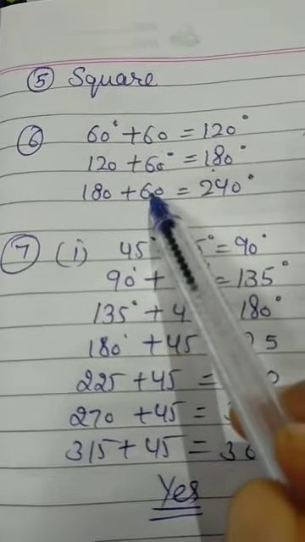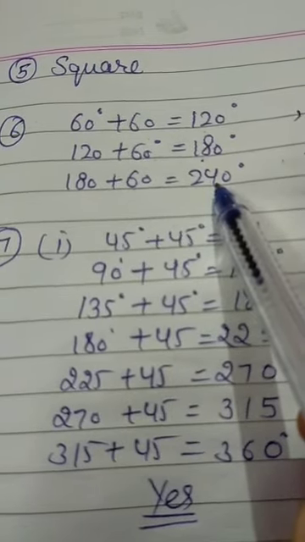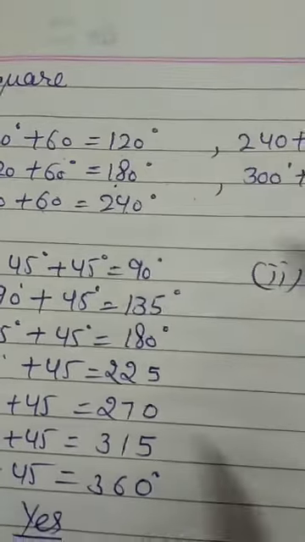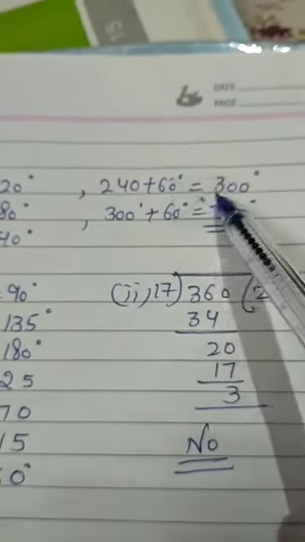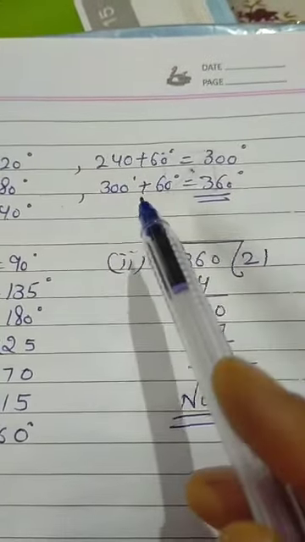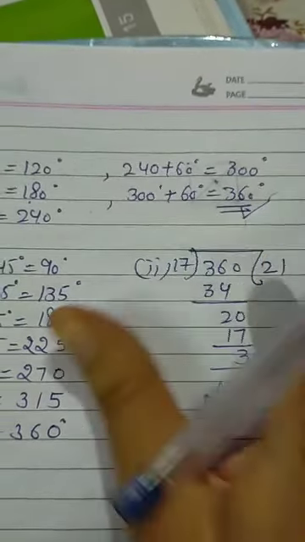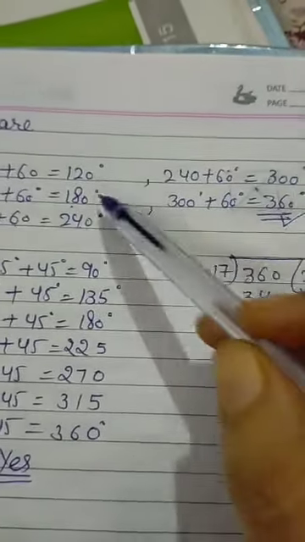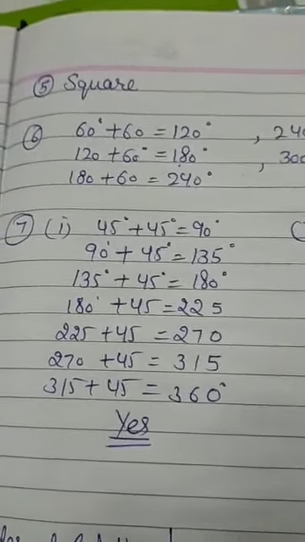180 plus 60 is 240. Now at 240 degrees the figure looks the same as given in the question. Now 240 plus 60 will be 300. Now at 300 it looks the same. Now next, 300 plus 60 again is 360. When the complete angle comes, then stop there. So there are angles 120, 180, 240, 300 and 360. At these 5 angles the figure looks the same as given in the question earlier.